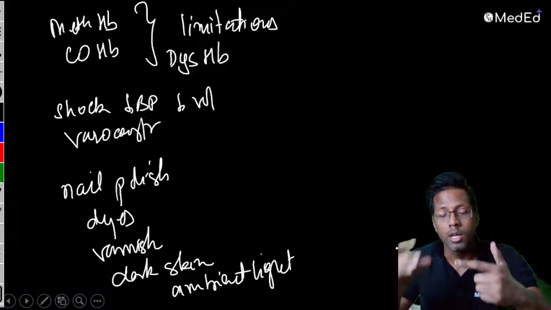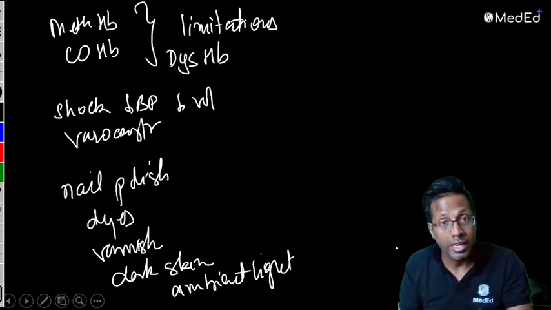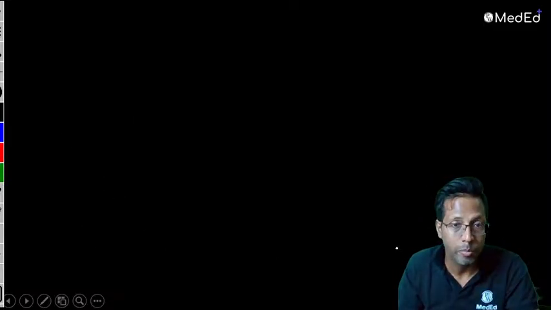And where do you use it? You can use it on the finger, you can use it on the toes, ear, nose, and in children especially, the wrist and the sole can be used. So those are the places for pulse oximeter.